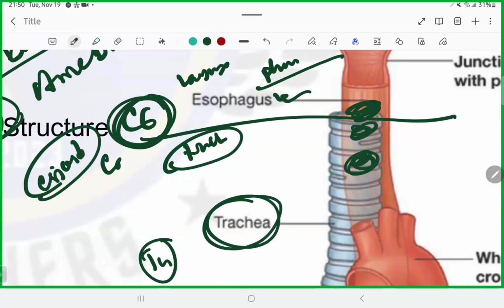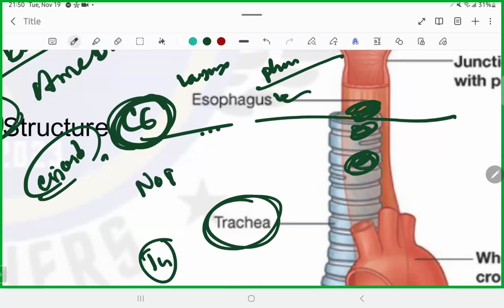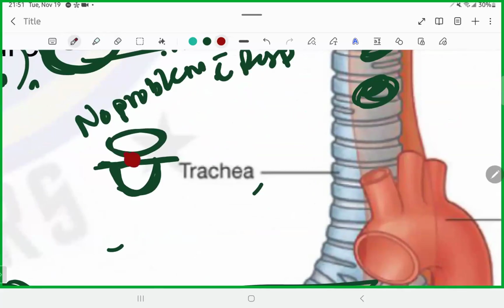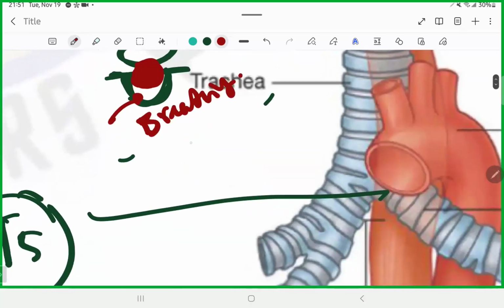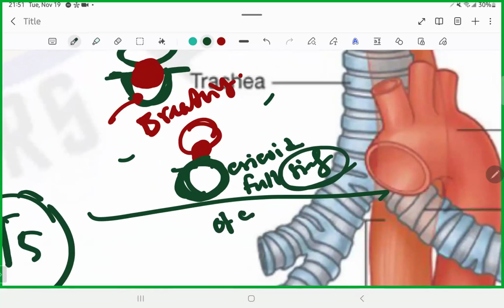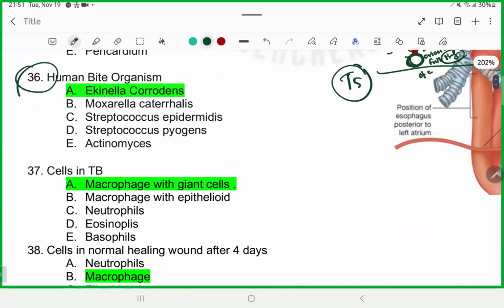But if it's at the level of C6, there will be no problem with respiration. Why is that? Because the trachea has C-shaped cartilage, and behind it we have a membrane, and then the esophagus. If we have a tumor, it will press on this membrane and we will get breathing problems. But at C6 we have the cricoid cartilage, which is a full ring of cartilage with no membrane behind it, so there will be no problem with respiration. Human bite organism, just memorize it as it is.